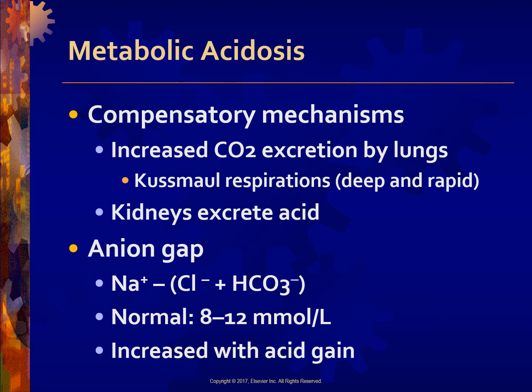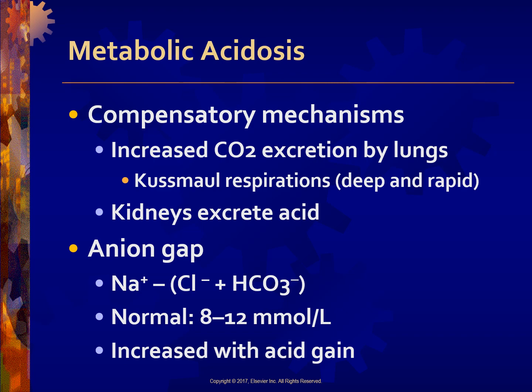To compensate for metabolic acidosis, the kidneys attempt to excrete additional acid and the lungs increase CO2 excretion. The patient then develops what we call Kussmaul respirations, which are deep, rapid breathing.